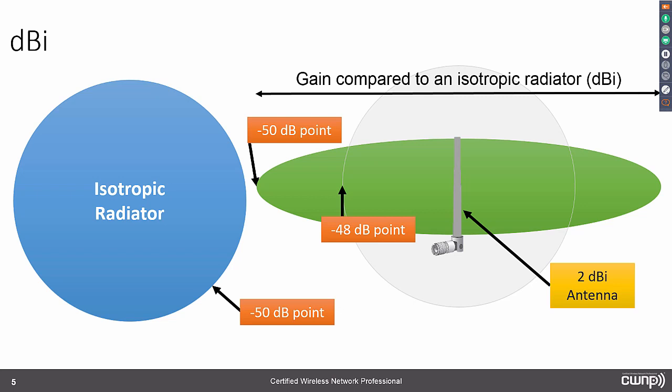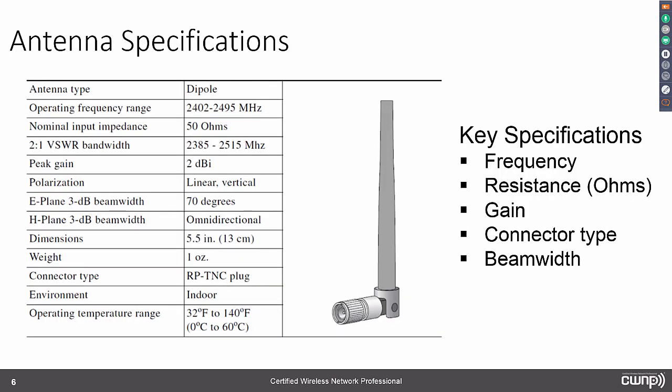Now, when you're looking at antennas, you're going to see antenna specifications. So this is an example of our 2 dBi antenna that we've been looking at. And you see some of the basic specifications for such an antenna. The key things to look for are, first of all, the frequency. And here we're talking about the operating frequency range. Where is it designed to function?